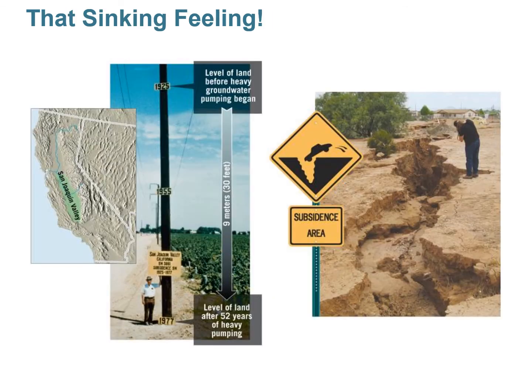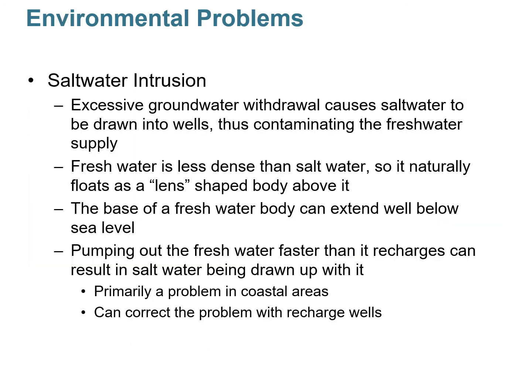Here's your San Joaquin Valley example. So that's this area here in Central California, in the valley. Okay, so in 1925, this is where the land surface was, and then today, this is where the land surface is now. So over 52 years of heavy groundwater pumping, that has lowered the land about 30 feet in 50 years, which is incredible. Plus, you can have collapses that occur as a result of groundwater depletion.